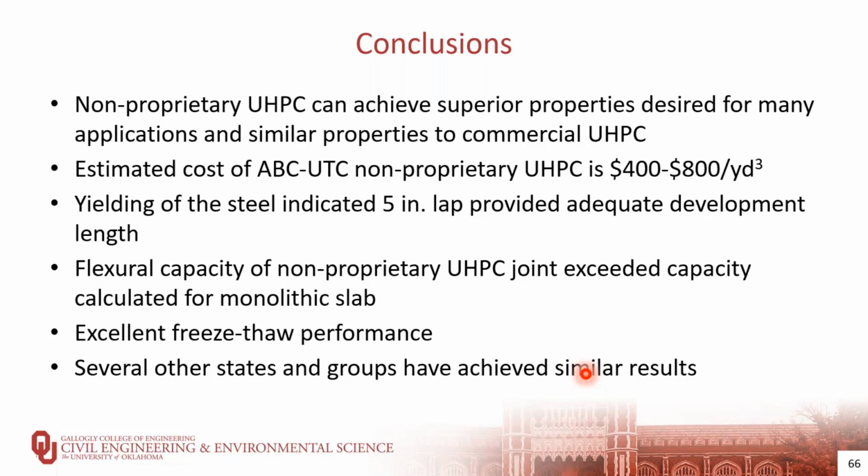The ABC UTC non-proprietary mix is estimated at $400 to $800 per cubic yard, depending on the fiber content, and was shown in near full-scale joints to have yielding of the steel with a 5-inch lap length to provide adequate development length, provided a slab joint that had capacity exceeding what was expected for a monolithic slab, had excellent freeze-thaw performance, and had results in line with several other states and groups who have done work in similar areas.